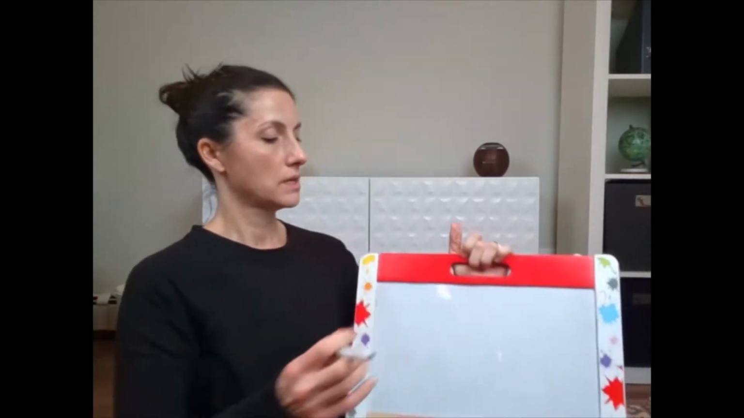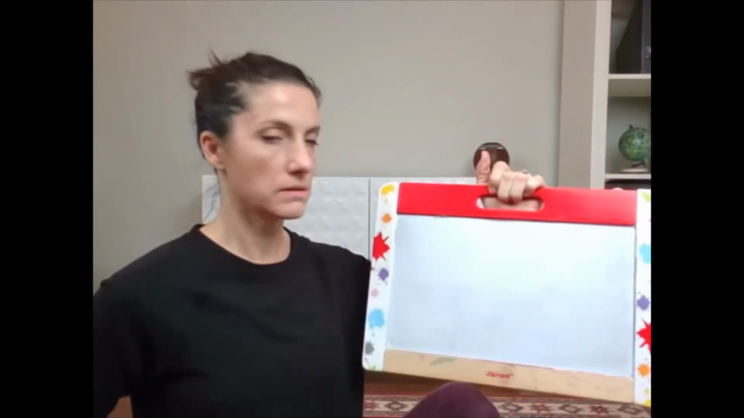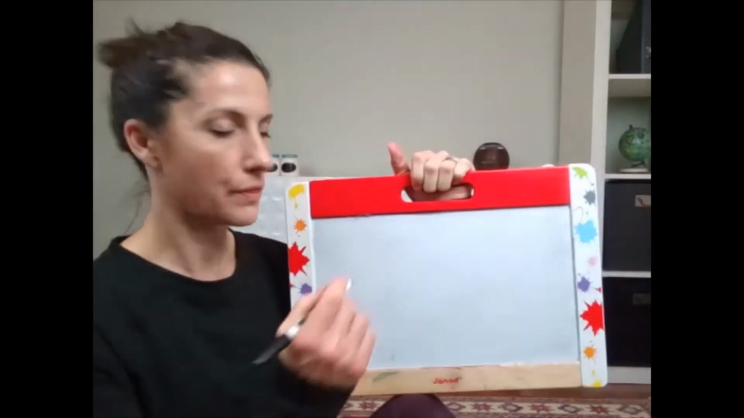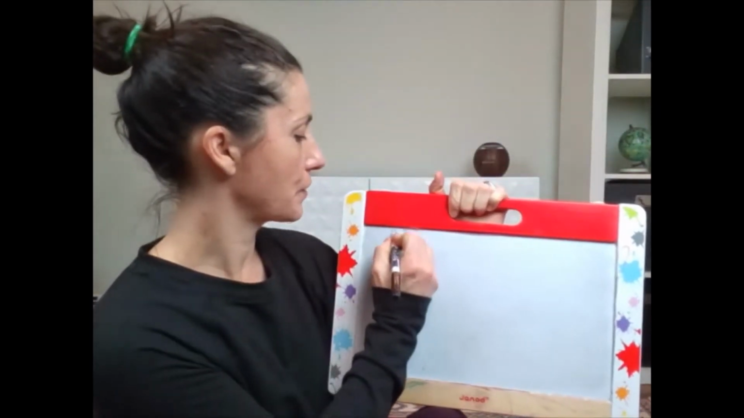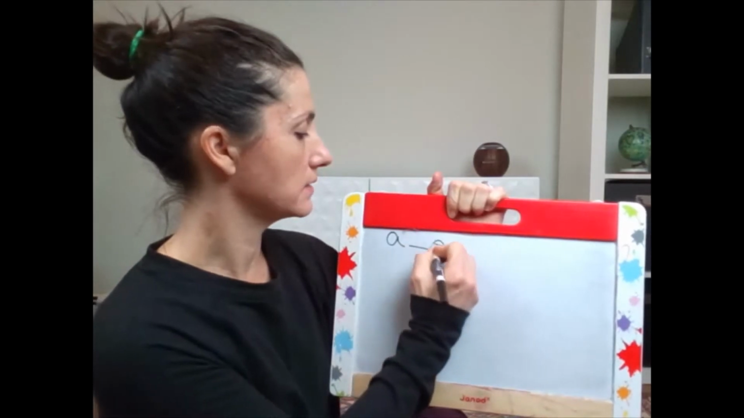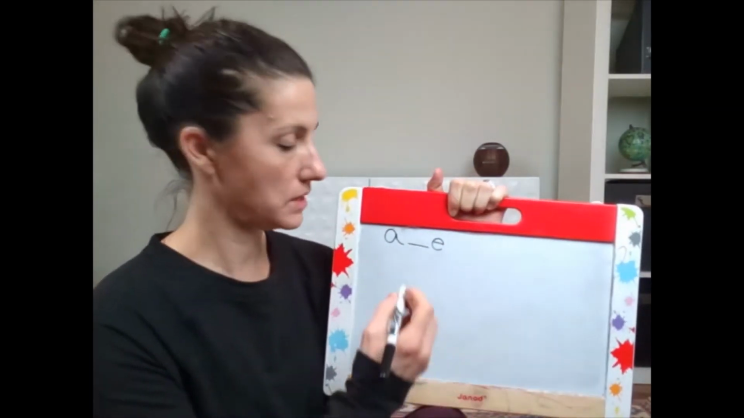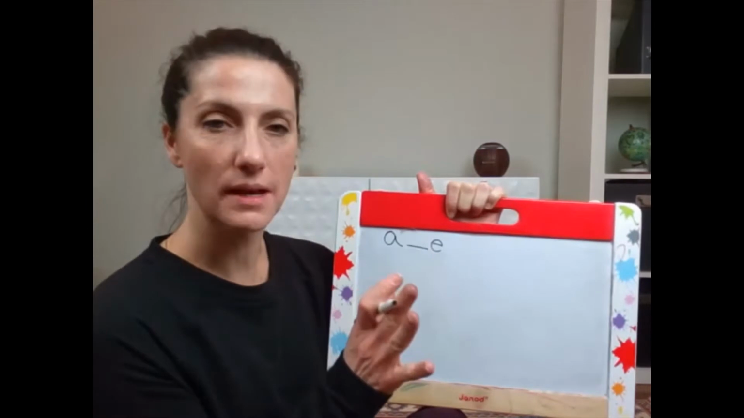So we started the week off by talking about different ways to make the long A sound, right? We're going to go over all of that today. We'll review. So the first way is with A consonant E, right? So let's do some examples of that.